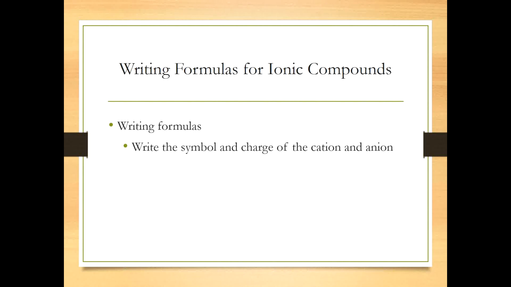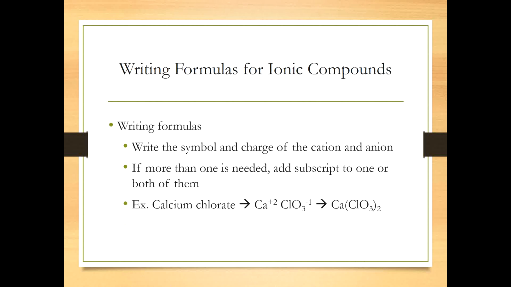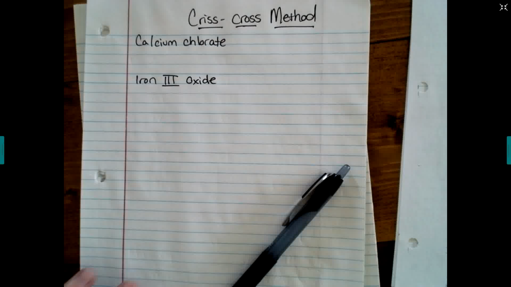So when you write formulas, you're going to take the name and convert the name into its symbol form. You're also going to write the charge next to it, and you'll do that for both the cation and the anion. And if more than one is needed, you'll add a subscript to one or both of them. So what I'm going to teach you now is what's referred to as the crisscross method. And I'm going to switch over to my document camera for that.